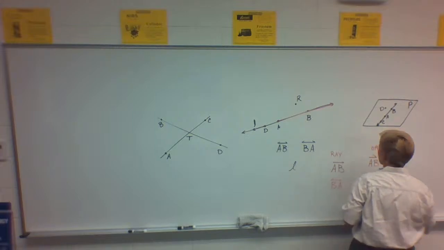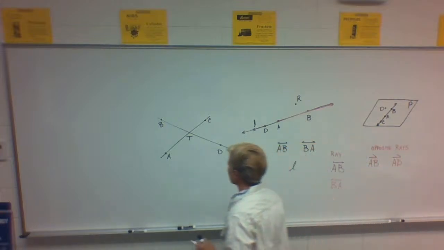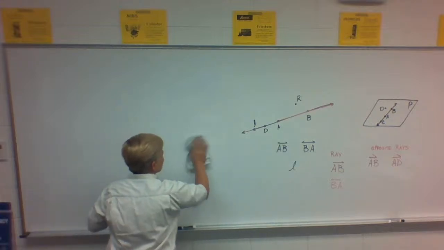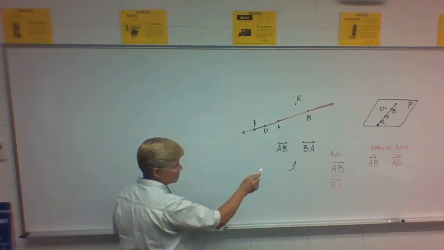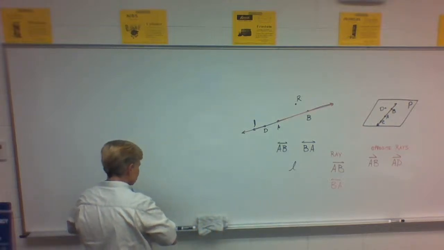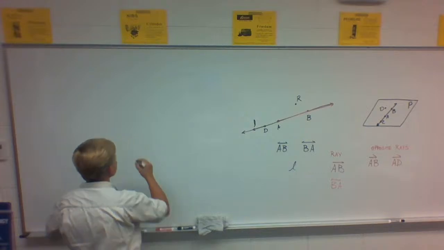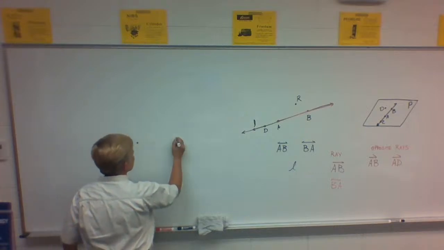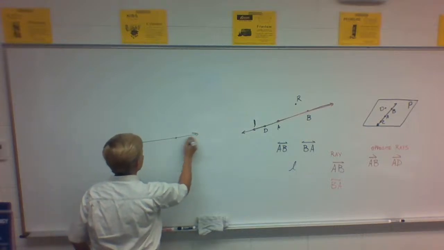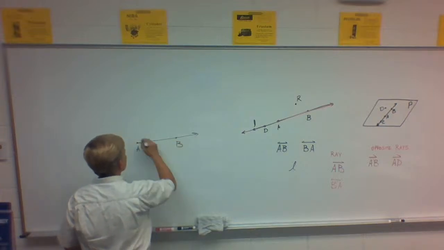Now you might think, what are you talking about? Well, let me show you. I'm going to erase this intersect point, this stuff over here. I'm going to show you a case where we have AB and AD in a different situation that are not opposite rays. Might have A, B, and I might have D out here.